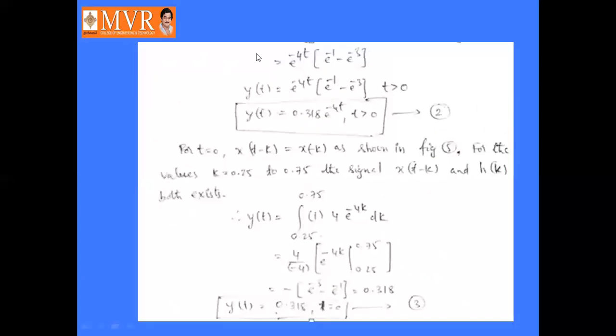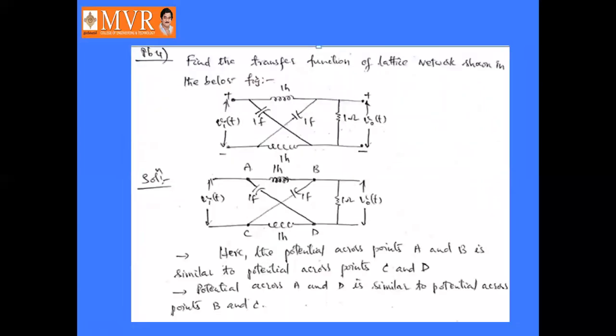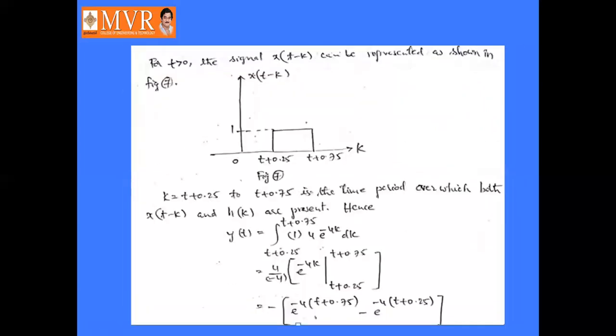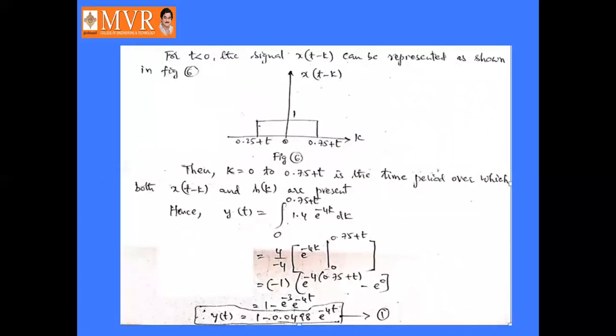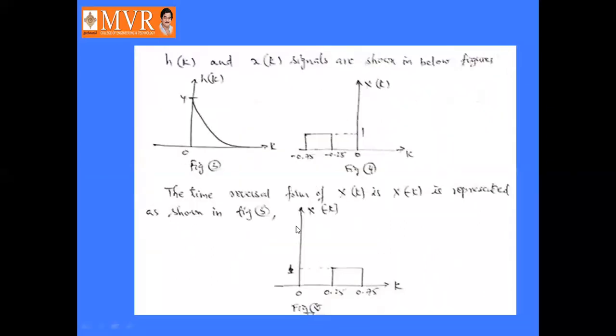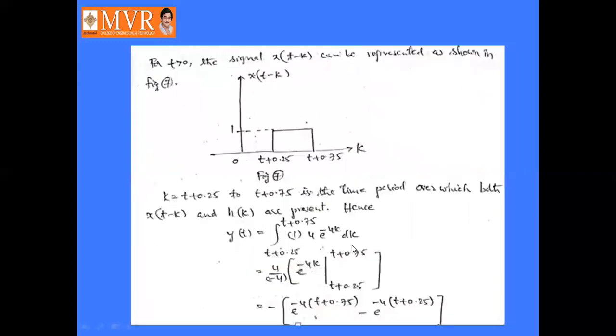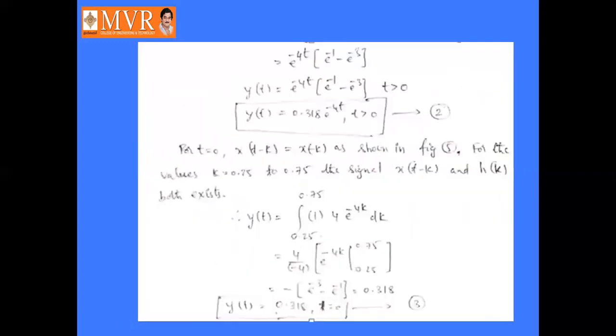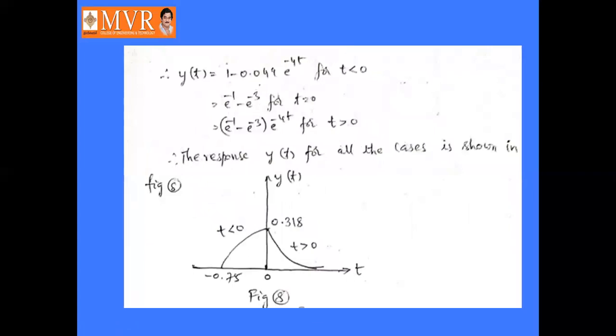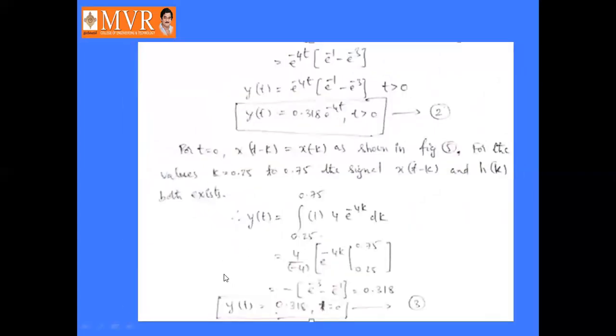Right? So for t equal to 0, x of t minus k is equal to x of minus k, as shown in figure 5. Where is figure 5? Figure 5 is this one. For the t equal to 0 case, we will analyze in the next class. So up to this I will conclude today's session. The remaining part of this problem we will explain in the next class. Okay, thank you.